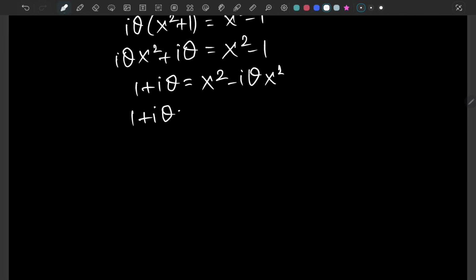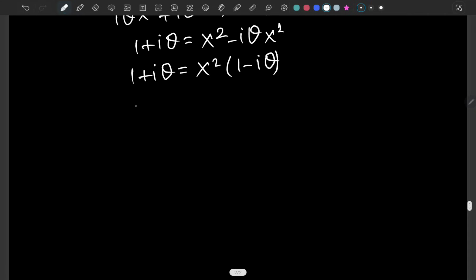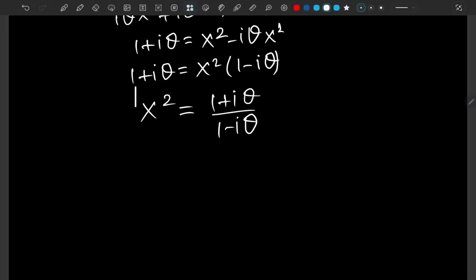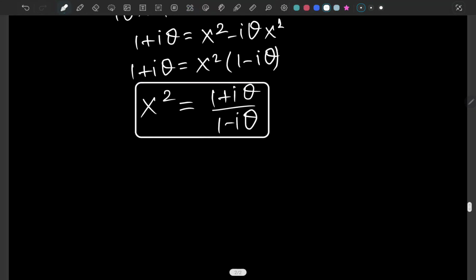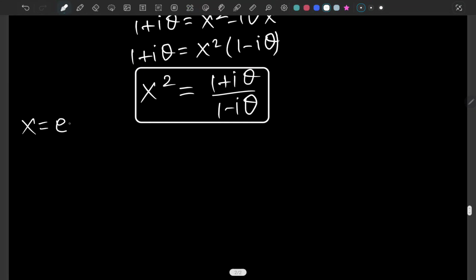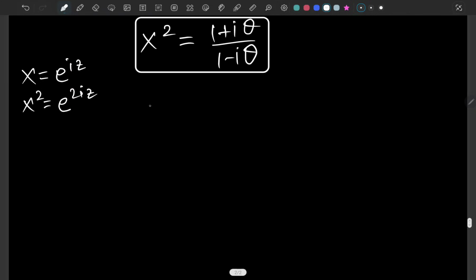So we're going to have 1 + i theta equals x²(1 - i theta), and just dividing both sides with 1 - i theta, we would have x² as (1 + i theta)/(1 - i theta), right? And what we have assumed our x as, we had our x as e^(iz). Now we can just square both sides in order to get e^(iz) of x. So basically it's e^(2iz) equals (1 + i theta)/(1 - i theta).